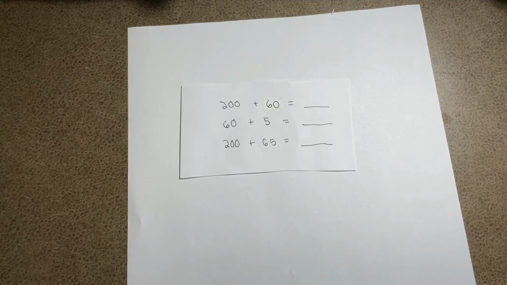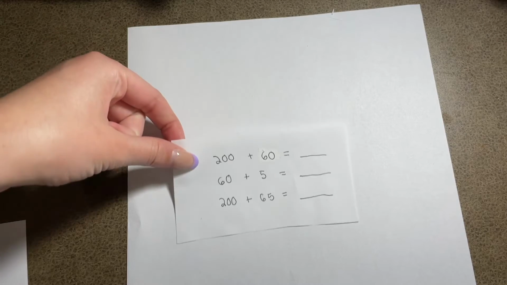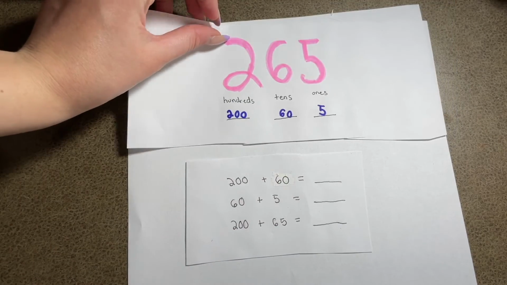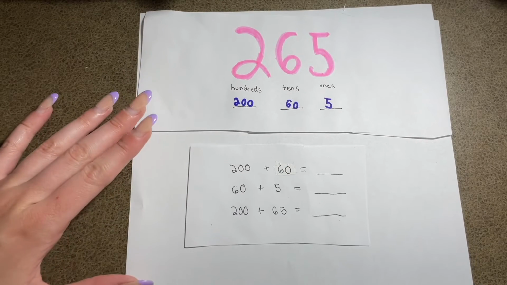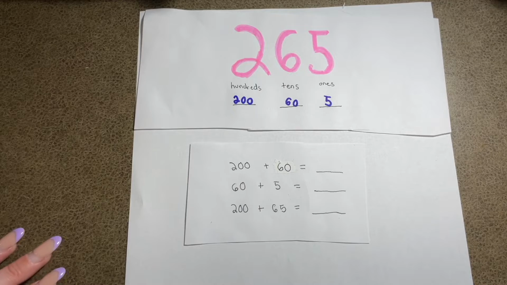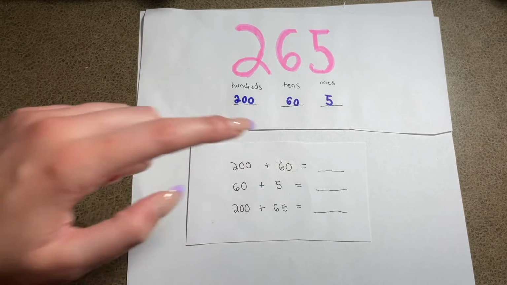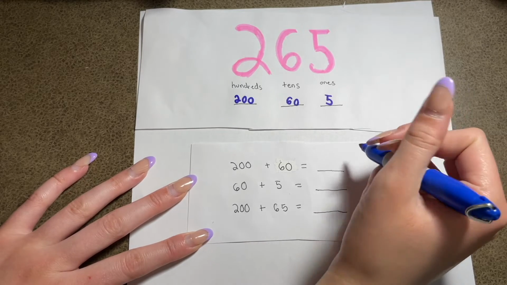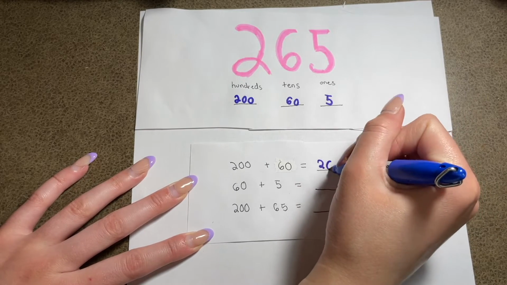Now let's do some math problems with these numbers, the hundreds, tens, and ones, to show you how we can get back up to our three-digit number. So if you remember, our hundreds number is 200, our tens number is 60, and our ones number is 5. If we were to add our hundreds number and tens number together, we would get 200 plus 60, which is 260.